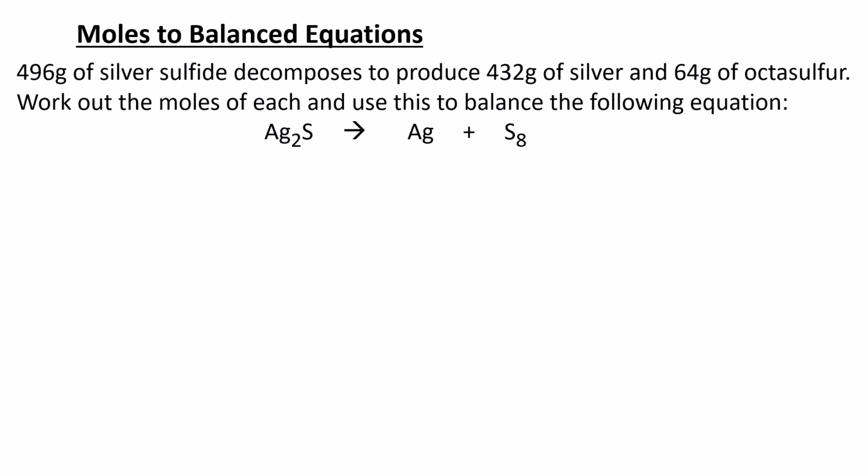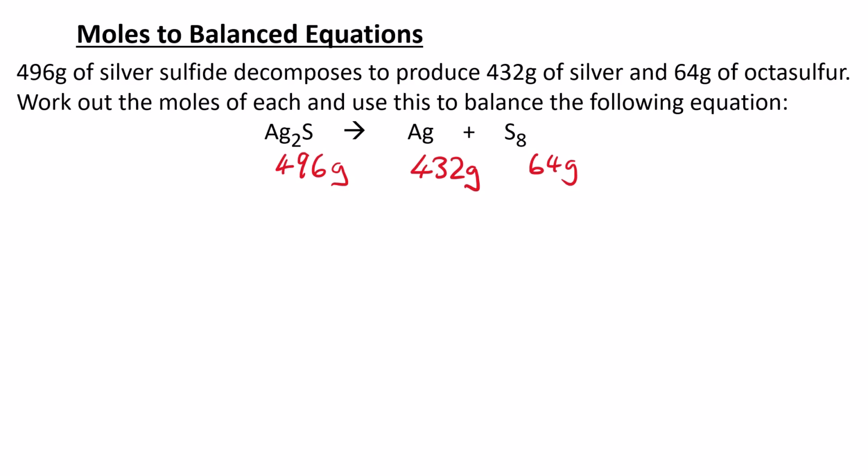The next type of calculation we're going to cover is moles to balanced equations. Okay, so 496 grams of silver sulfide decomposes to produce 432 grams of silver and 64 grams of octasulfur. Work out the moles of each and use this to balance the following equation. So the first thing we do is we annotate the equation with the masses we've got. We write those underneath each formula.